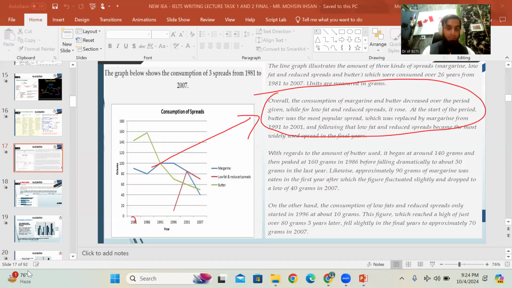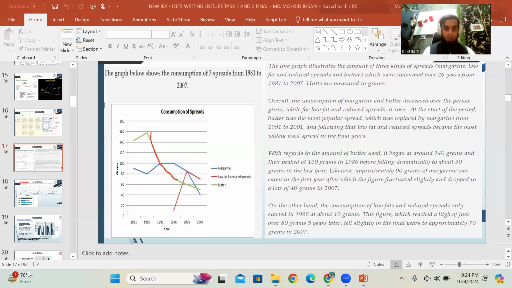At the beginning is 1981, then 1986, then 1991, then 1996, 2007. So at the beginning, these two, the first two, are highest. But then these two come down, and that means the usage of these two is declining, decreasing, right? While the usage of the brown line, which shows low fat and reduced spread, is increased, right? At the end it is slightly decreased, but overall from the beginning position, that is at 10, it has increased to approximately 70, right? So we have to show this thing.